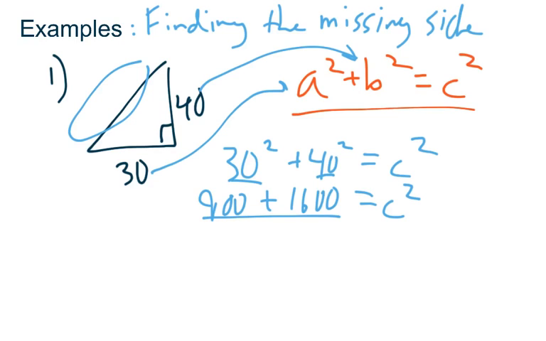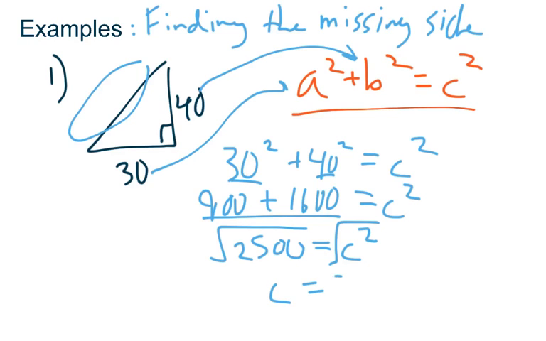So 1600 plus 900 is equal to 2500, and that's equal to c squared. Take the square root of both sides. Now, sometimes your answer might be the square root of 2500, but you never know what might happen with some of these numbers, so try it. And when we do that, c ends up equaling 50. And so that would be 50.